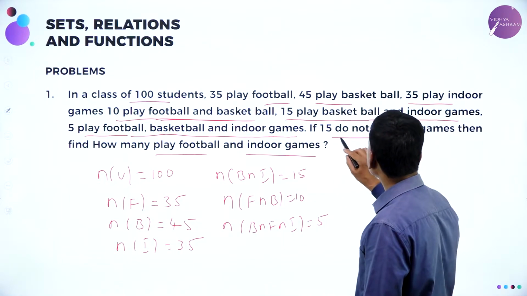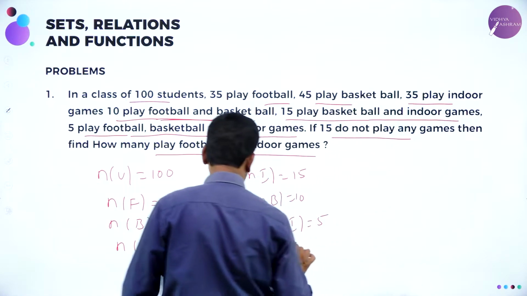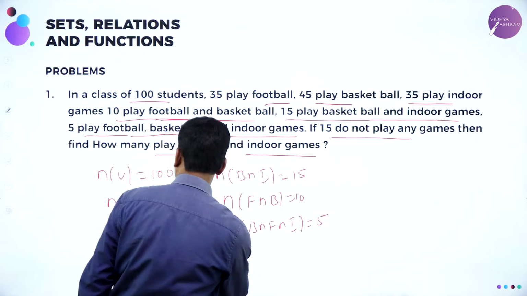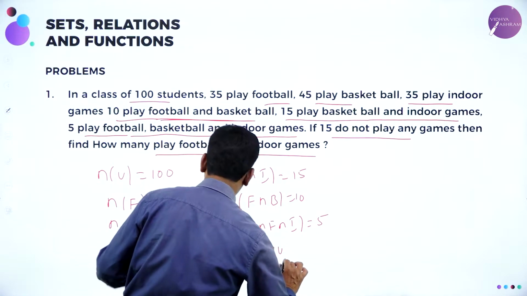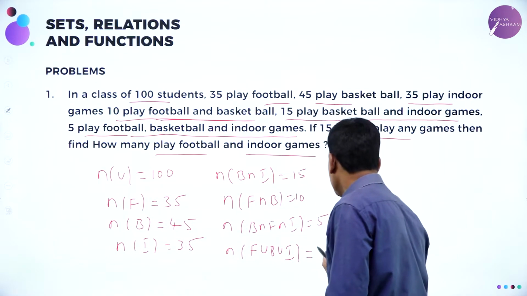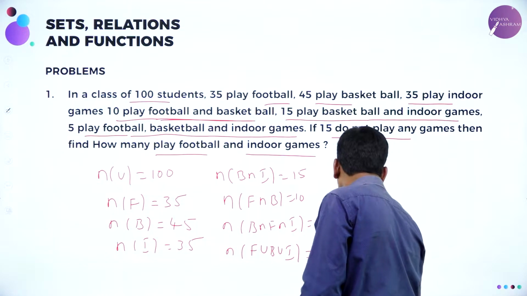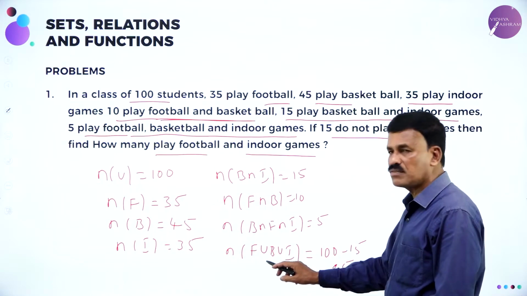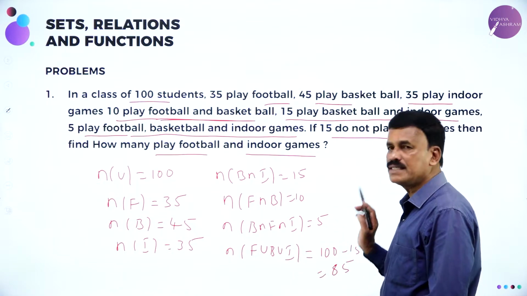Then here what is given? 15 do not play any game. That means n of F union B union I is equal to, out of this total 100 students, 15 will not play. So that is equal to 85. Let us subtract 15 from the total number of students. That will give the number of students who play football, basketball and indoor games.